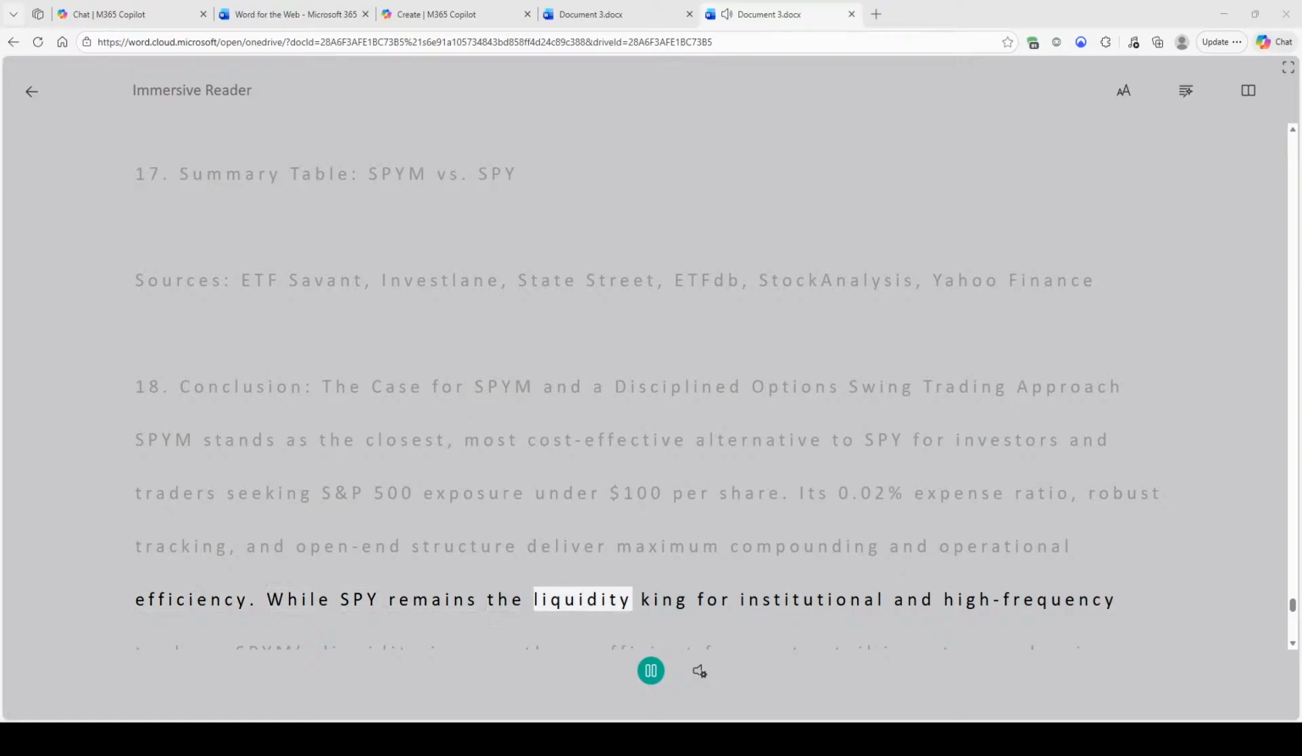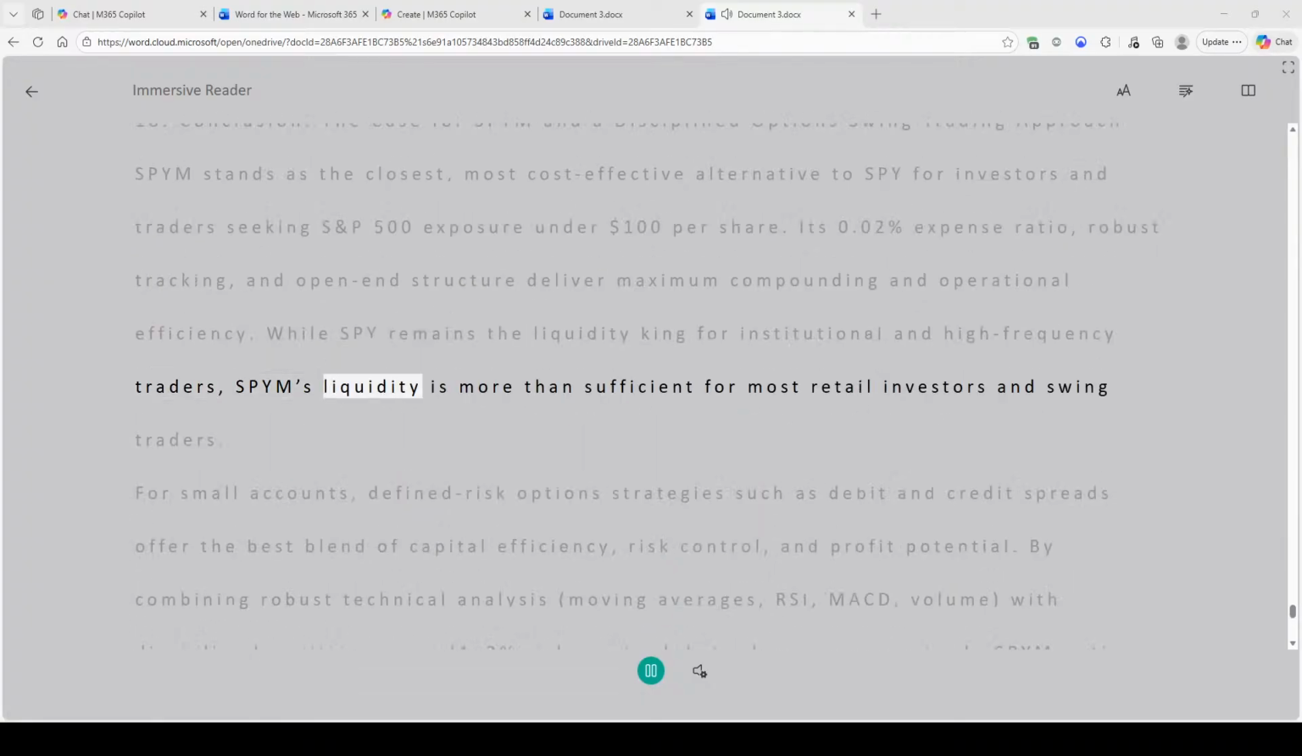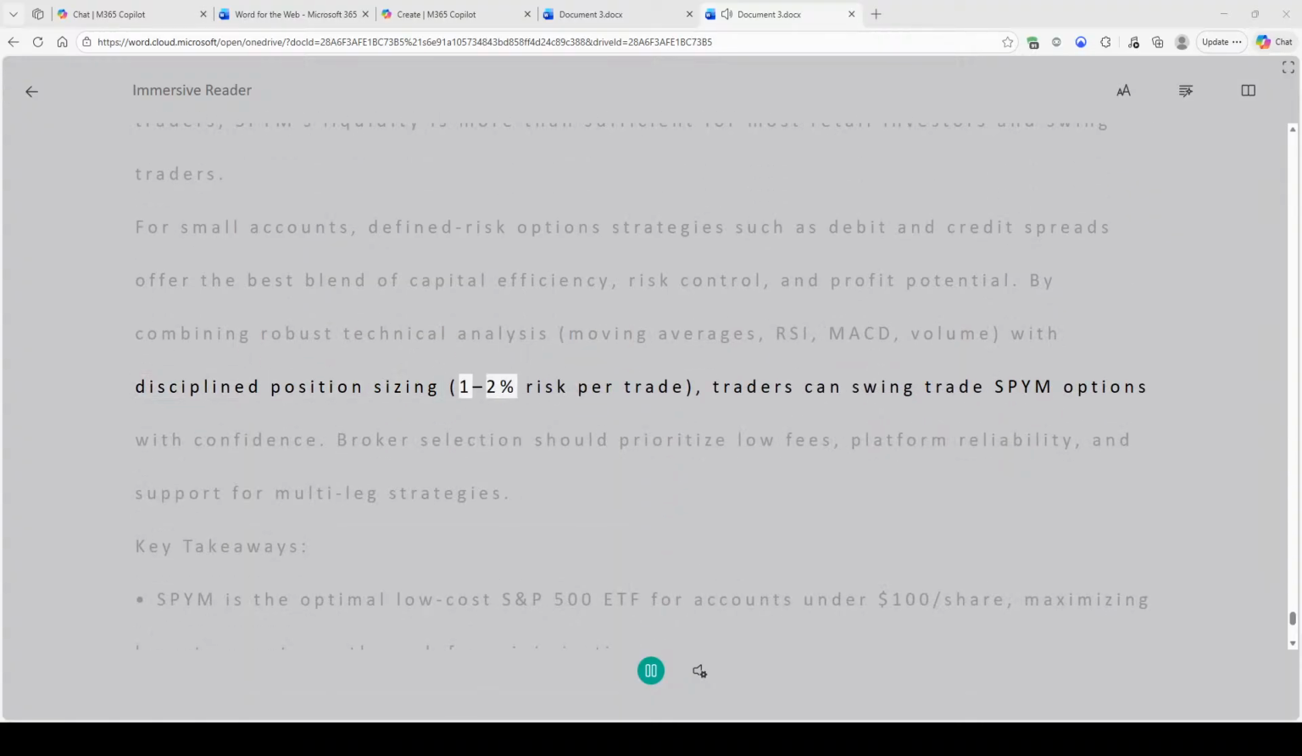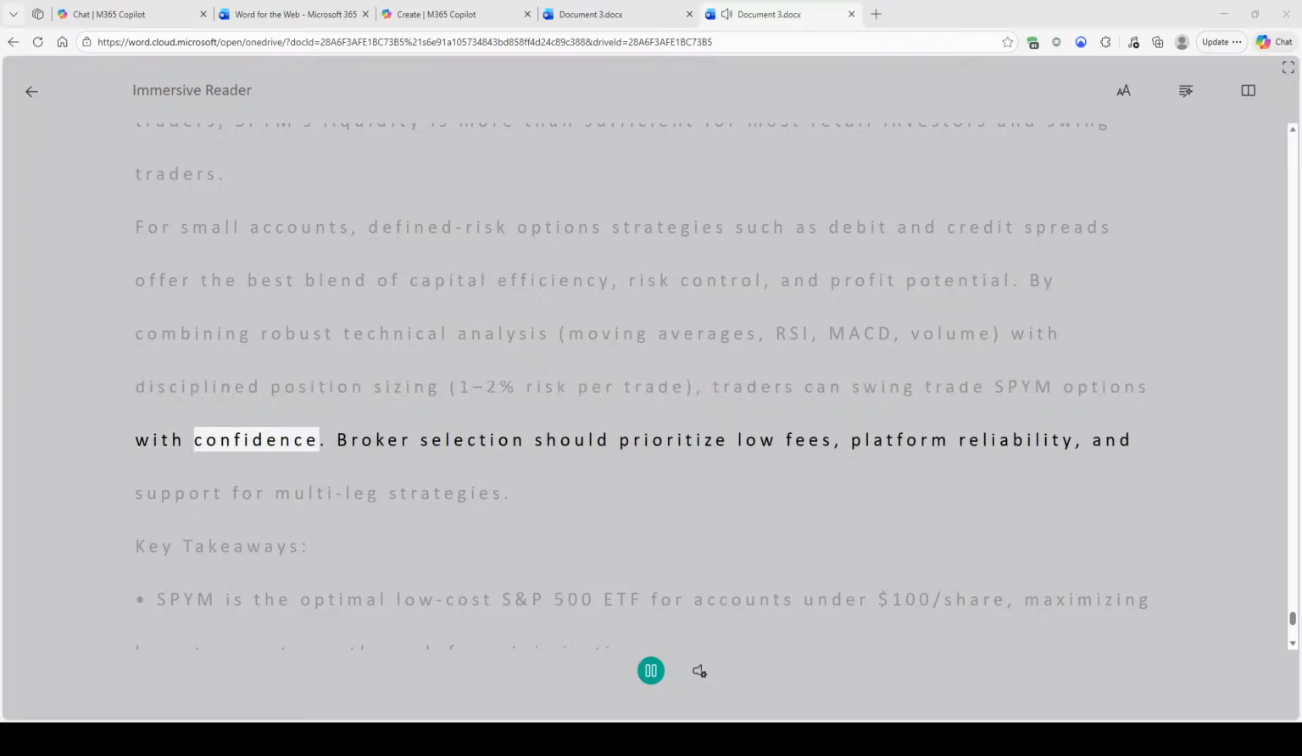While SPY remains the liquidity king for institutional and high-frequency traders, SPYM's liquidity is more than sufficient for most retail investors and swing traders. For small accounts, defined risk option strategies such as debit and credit spreads offer the best blend of capital efficiency, risk control, and profit potential. By combining robust technical analysis, moving averages, RSI, MACD, volume, with disciplined position sizing, 1 to 2% risk per trade, traders can swing trade SPYM options with confidence.